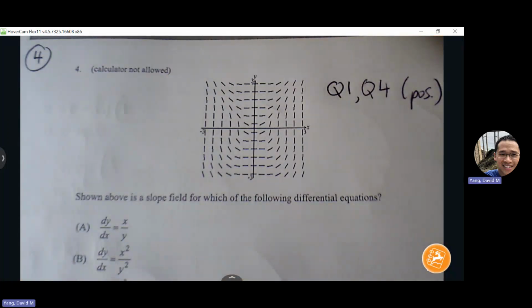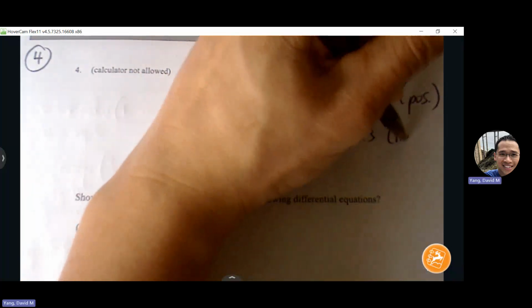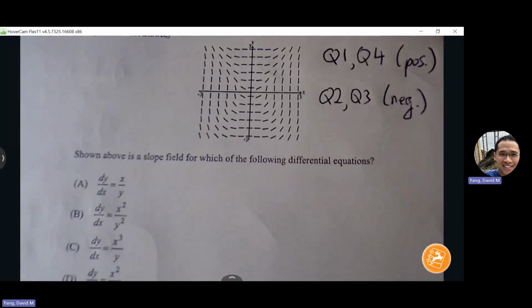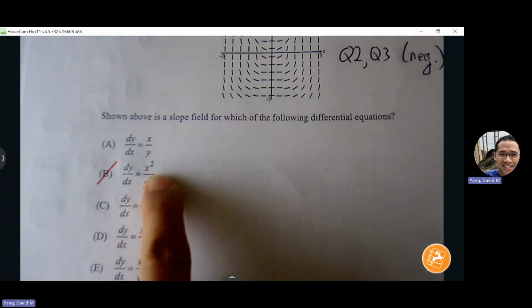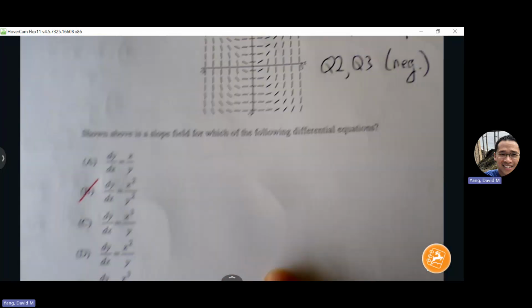How about quadrant 2 and quadrant 3? I think this could be a big clue to start eliminating choices that are not going to fulfill these conditions. Which one can we eliminate for sure? Yeah, B. Right, because B tells us that everything should be positive, right? Everything is being squared, but I see a couple of negative slopes here, so B is definitely out.